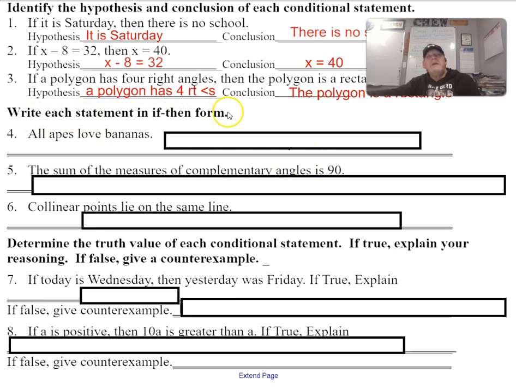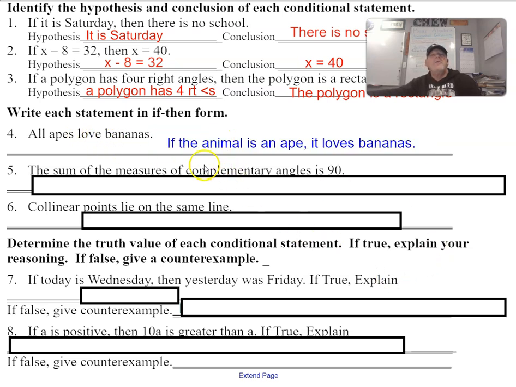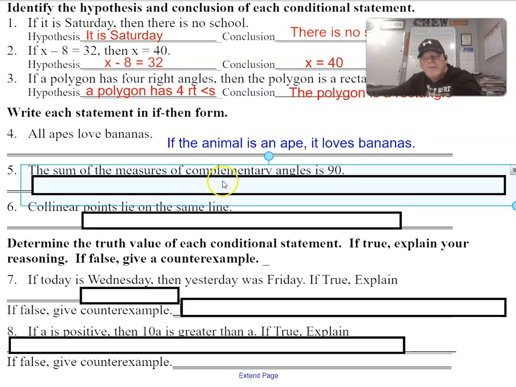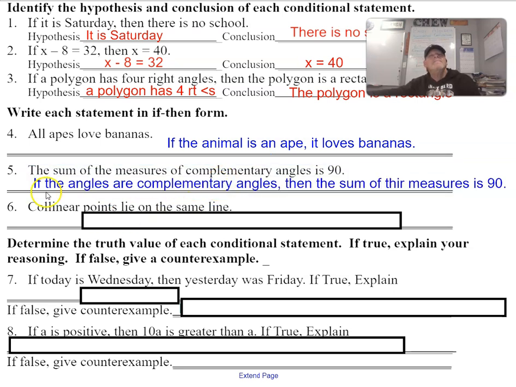Write each statement in if-then form. All apes love bananas. Now, you can modify this a little bit. The way I wrote it is, if the animal is an ape, it loves bananas. You could identify the hypothesis and the conclusion. Then you could determine if that's true or not. Number 5, the sum of the measures of complementary angles is 90. Just reviewing things we did in chapter 1.